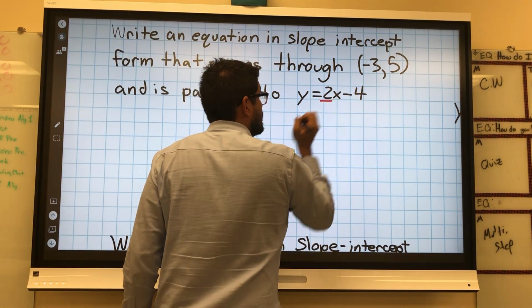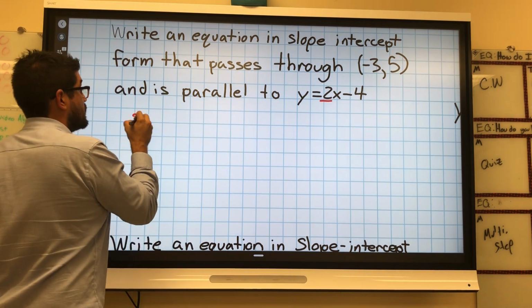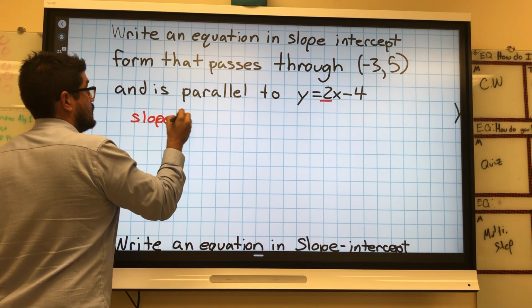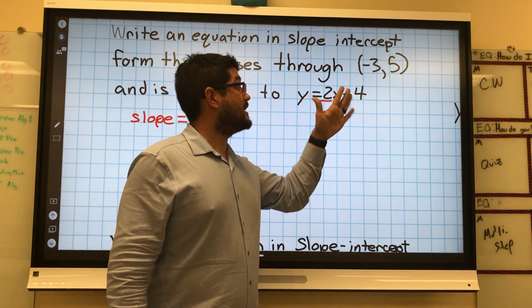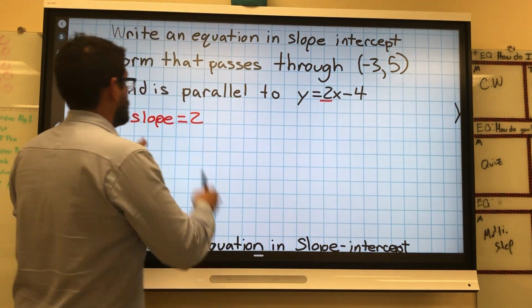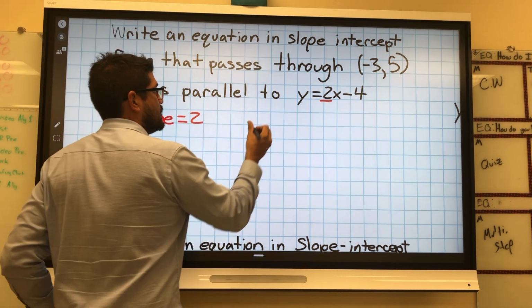So here we go. All I need is that slope. So now I know what the slope is. Slope is 2. Am I using this for anything else? Nope. Not at all. Now I have a point. So I know the slope and I have a point.